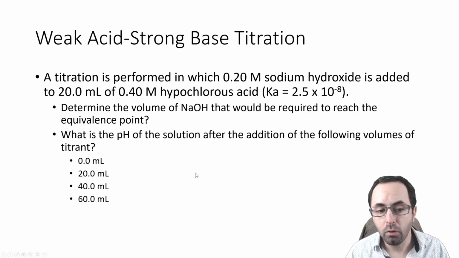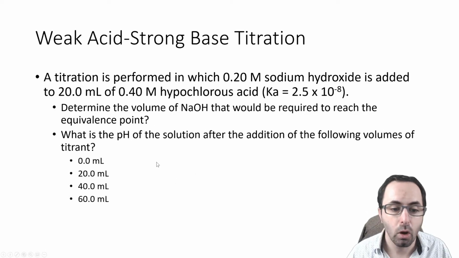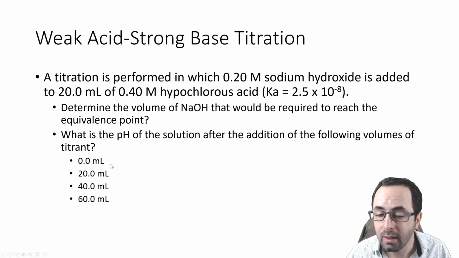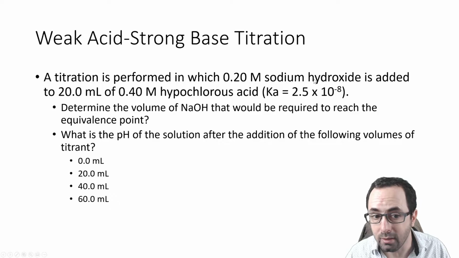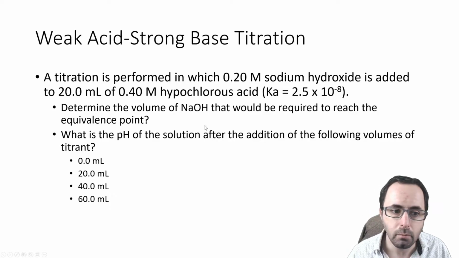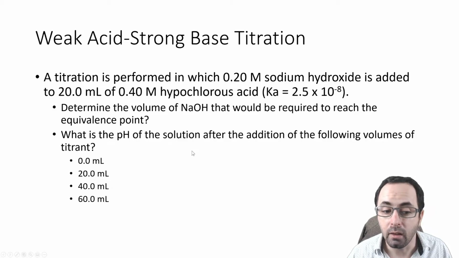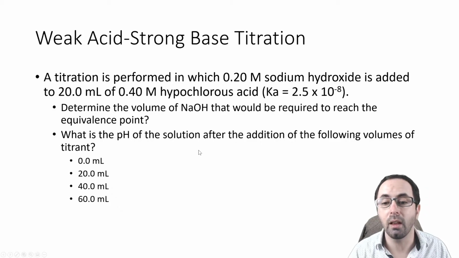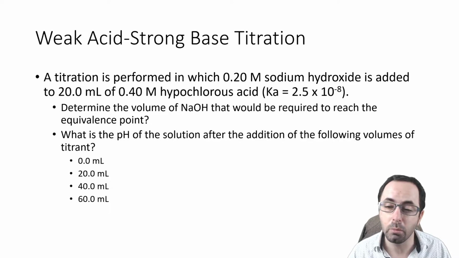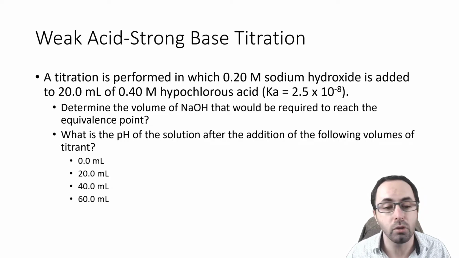Also, after we've determined this, we're going to find the pH of the solution after no titrant has been added. And here the titrant is the sodium hydroxide being used to titrate the hypochlorous acid. And 20 milliliters of sodium hydroxide, 40 milliliters of sodium hydroxide, and 60 milliliters of sodium hydroxide. This is going to take us along the entire course of the titration, from before the titration begins all the way to after we have reached the equivalence point. So let's start with the first problem.